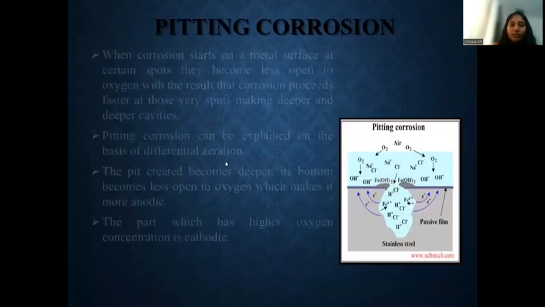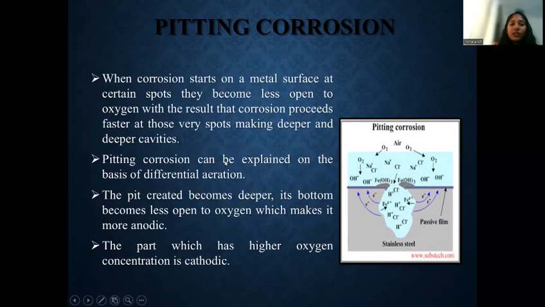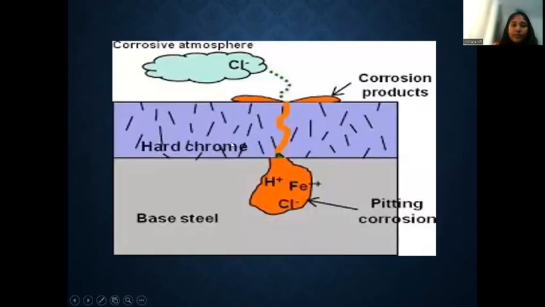Pitting corrosion. When corrosion starts on a metal surface, certain spots become less open to oxygen, with the result that corrosion proceeds faster at those very spots, making deeper and deeper cavities. Pitting corrosion can be explained on the basis of differential aeration. The pit created becomes deeper, its bottom becomes less open to oxygen, which makes it more anodic. The part which has higher oxygen concentration is cathodic.